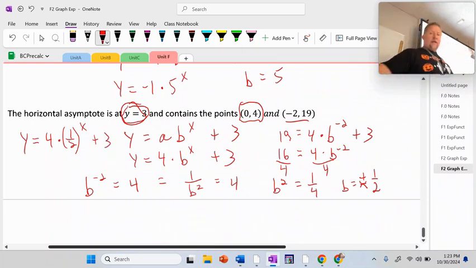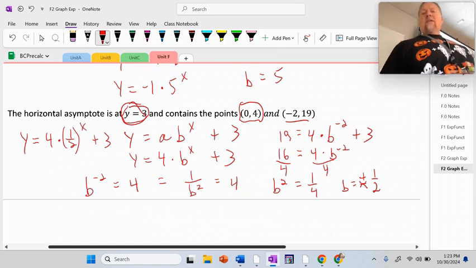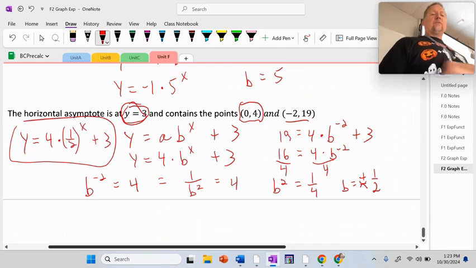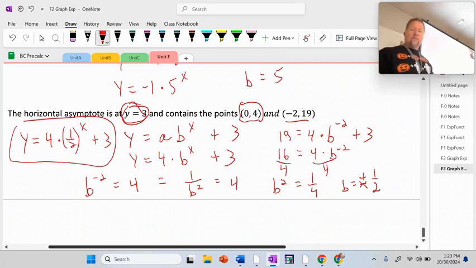Okay, and then input, say it. I'm just going to plug in -2 and make sure I get 19. Discount double check. 1/2 to the negative second is 2 to the second, which is 4. I'm getting excited. 4 times 4 is 16, plus 3 is 19. So as long as I get that point, I should be good as a discount double check.